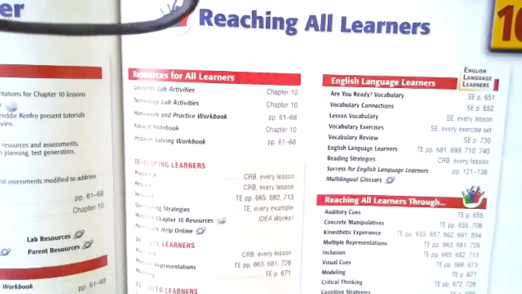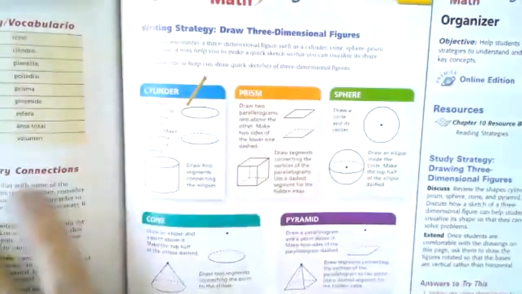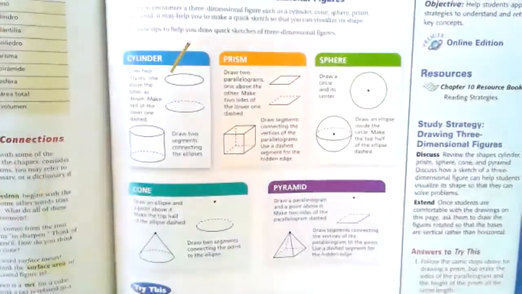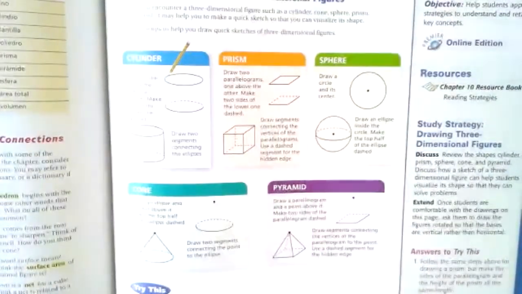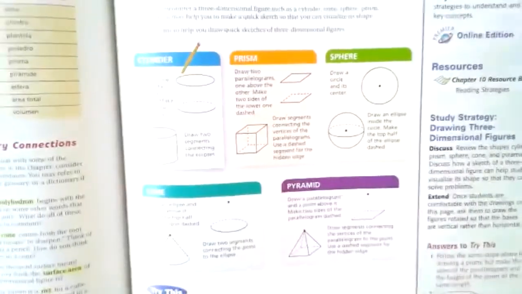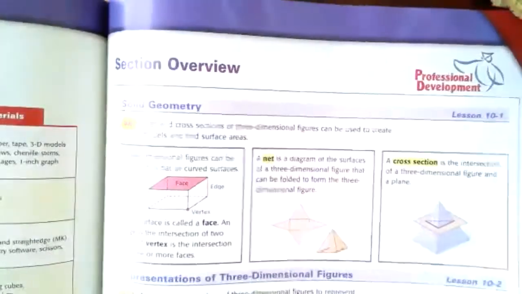So now we're going to talk about the types of geometric shapes. We're going to be talking about spatial reasoning and all that: cylinders, prisms, spheres, all those sorts of things. We're learning about that sort of thing. It's called solid geometry, okay?